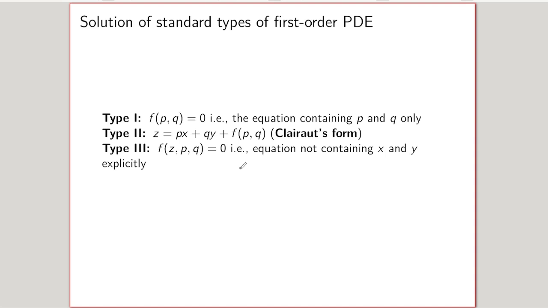Type 3 is a function of z, p, q equal to 0. So that is an equation not containing x and y explicitly. And the fourth type is separable equations. We will be able to separate x and p on one side and y and q on another side.